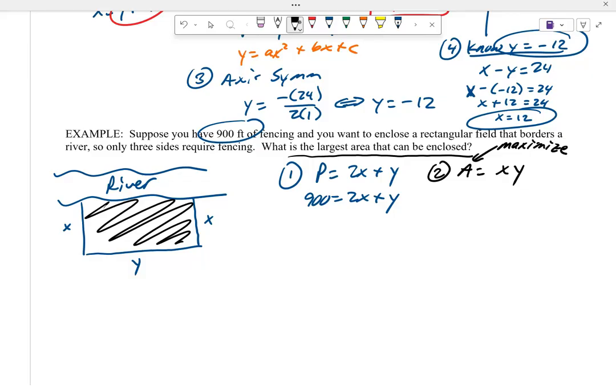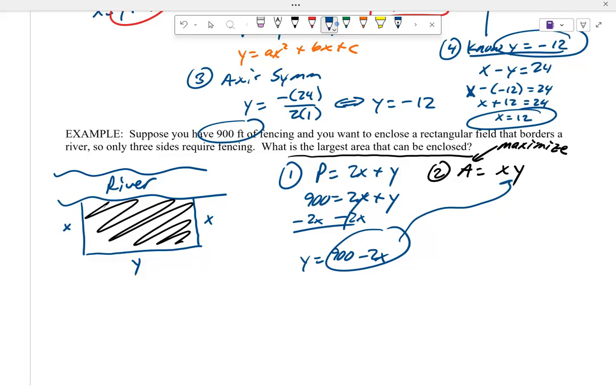All right, so we need to create a quadratic. What I'll do, similar to the last one, is solve for one of the variables in the first equation. So y equals 900 minus 2x, and then I'm going to throw that in over here. So I have A equals x times 900 minus 2x for y. And notice when I distribute that, 900x minus 2x squared.